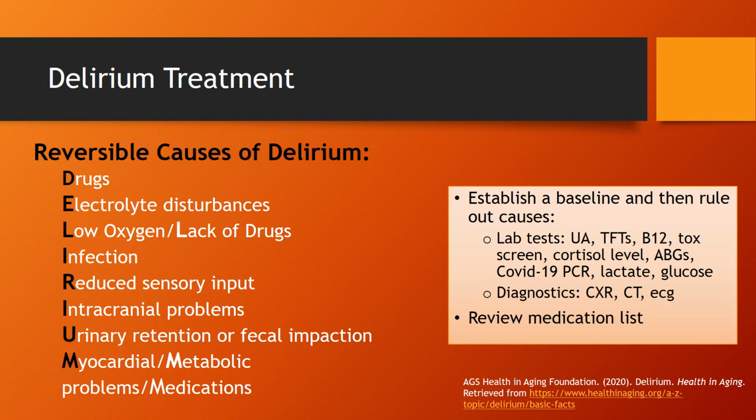So then in that box to the right of the screen, it's when we're establishing the baseline and then ruling out causes. If you're looking at developing order sets, here's some lab tests that you could include on it: the urinalysis, thyroid function tests, checking a B12 level, tox screens, cortisol level, ABGs. I added a COVID-19 PCR on here. So delirium is the sixth most common presenting sign and symptom of COVID-19. And so I've recently updated some order sets to include COVID-19 now, because it's just part of life. Lactate and glucose. And then for diagnostics, looking at chest x-rays, CTs, telemetry. And again, just because somebody has delirium doesn't mean we need to order all of these things. We just order what we find would be most appropriate.